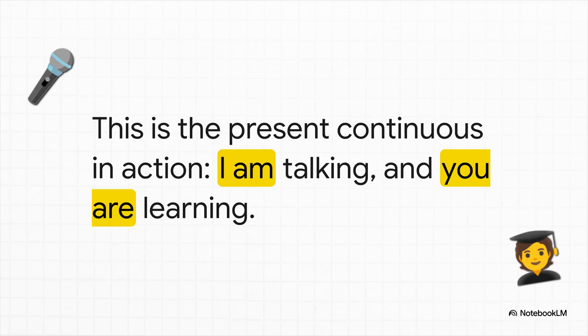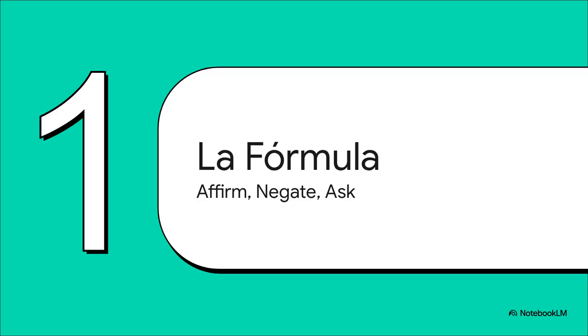So, over the next few minutes, we're going to build this tense from the ground up, figure out exactly when to use it, and, super important, we'll cover the common mistakes so you can dodge them. Okay, let's dive right in. First things first, we need the formula. Think of it like a recipe. There are 3 basic ways to cook up a sentence. You can state a fact, you can say nope, or you can ask a question.